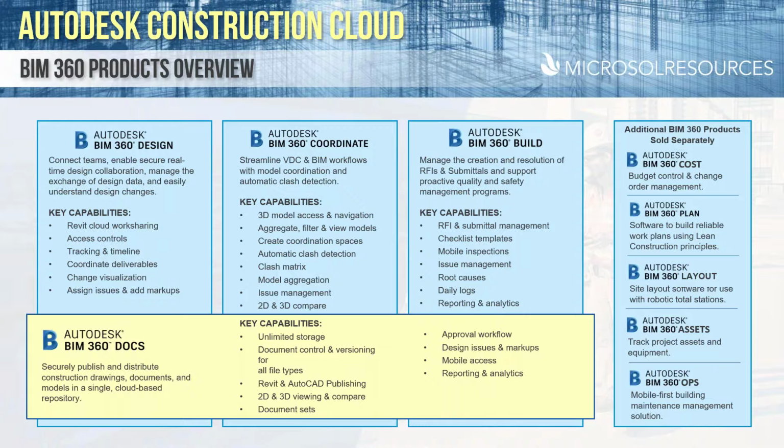So BIM 360 is available in 4 main subscription offerings. We have Docs, Design, Coordinate, and Build. In addition to these 4 quote-unquote core products, there's also some add-on products, some of which you can see over here on the right. I'll get to that in a second.